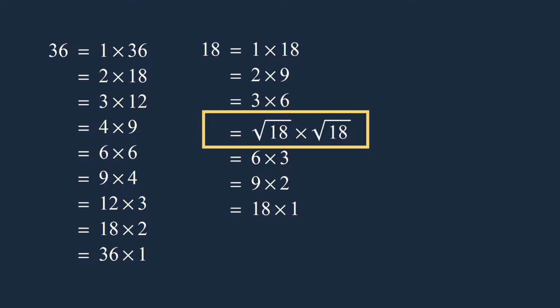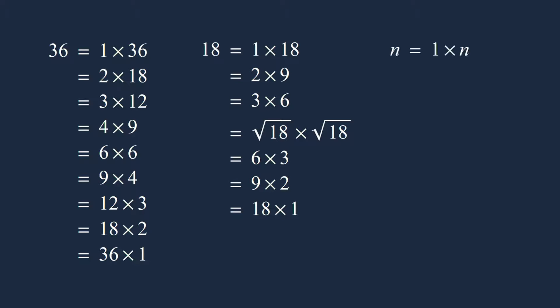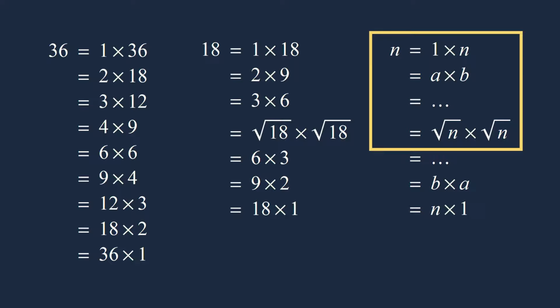But the product of the square root of 18 times the square root of 18 still provides a dividing line between duplicate products. For any positive integer n, the same thing happens. This means to test for divisors, you only have to test the integers up to the square root of n. Let's use this to improve our algorithm.